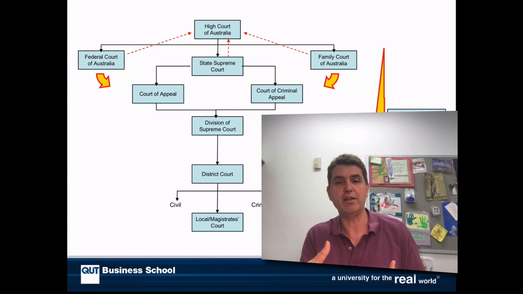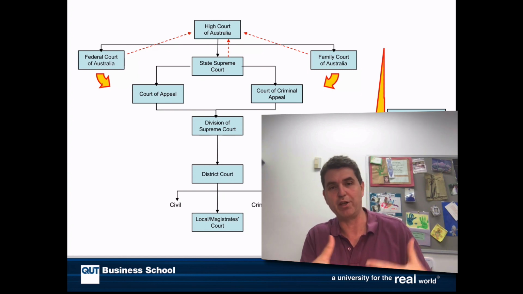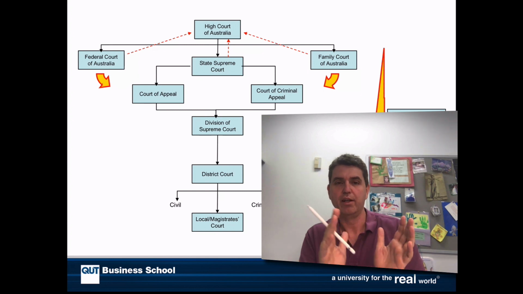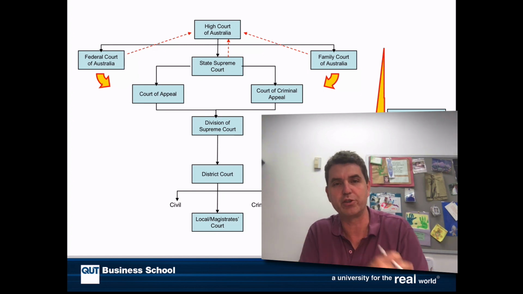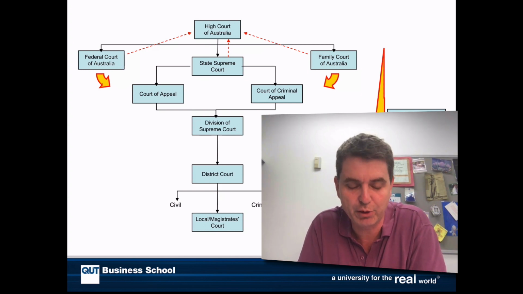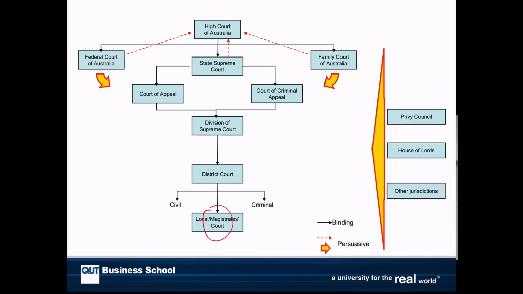So all we have here is a diagram setting out the hierarchy and the difference between when a court might be binding versus persuasive on another. So let's have a look. Of course, the local Magistrates Court is going to be bound by the intermediate District Court, by the superior courts of the Supreme Court, by the High Court, etc., because it's at the lowest end. It's the lowest in the hierarchy, so all the courts in that hierarchy will be binding on it.